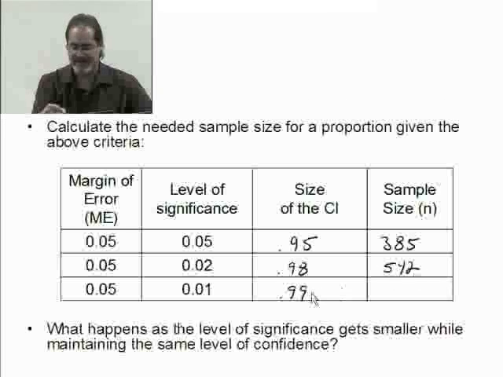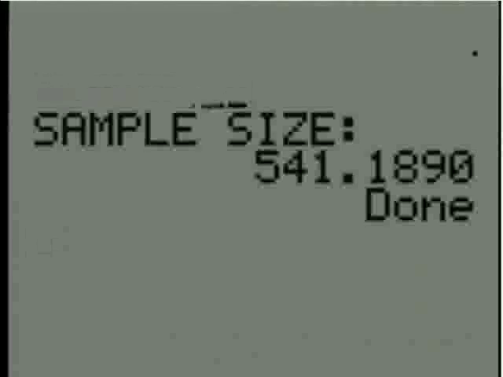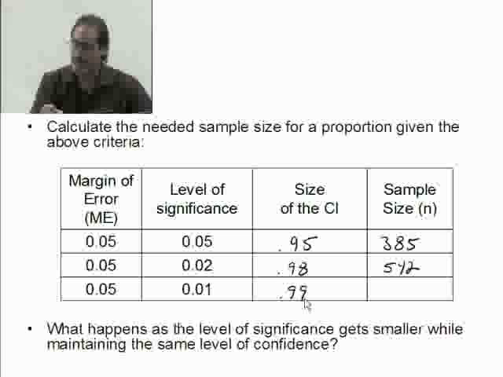Now let's jump to 99% confident. Again, in proportion, margin of error is still 0.05. My confidence level is extremely high, 99%. Belief proportion is a half, 663.49. So what will I record? 664.